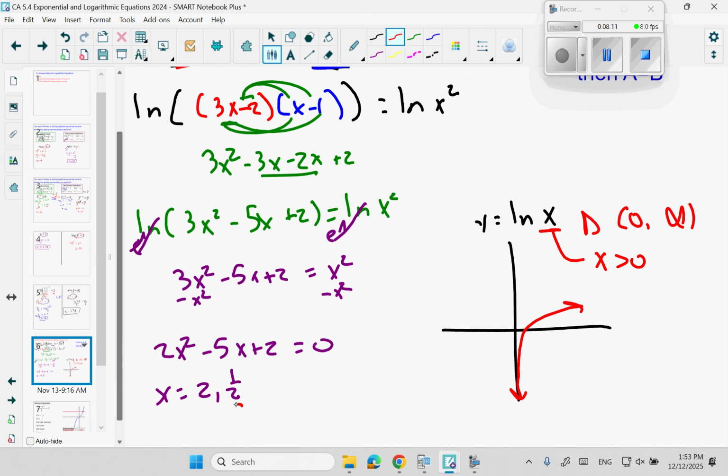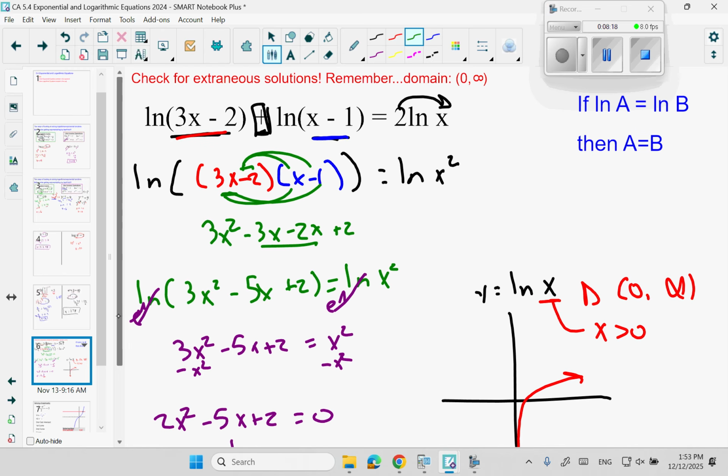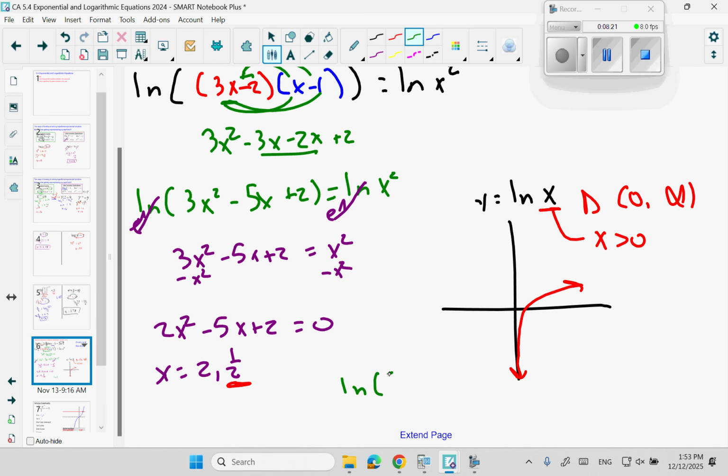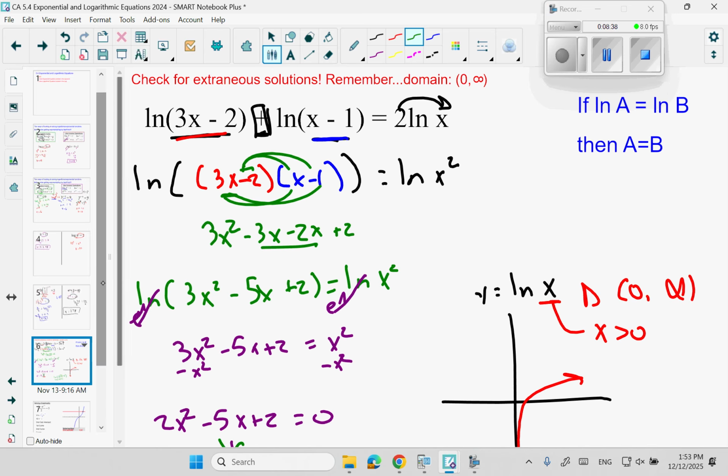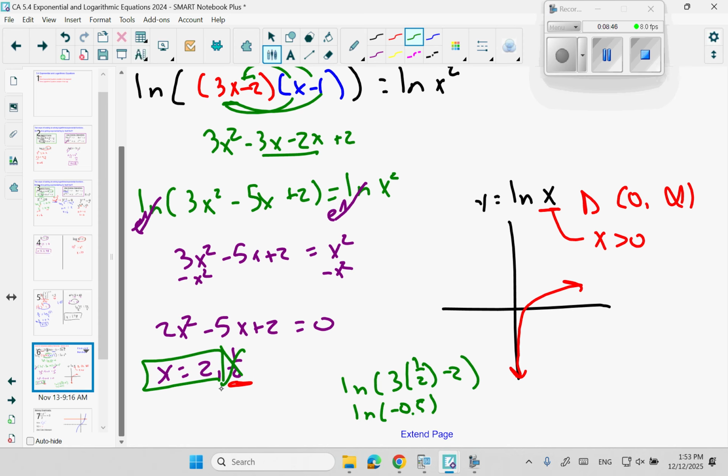Well, if I were to plug in 1/2 into one of my logarithms, for example, it doesn't matter which, let's do it for the first one. Natural log of 3 times 1/2 minus 2. 3 times 1/2 is 1.5. 1.5 minus 2 gives me the natural log of -0.5. So I already know that 1/2 can't actually work. It's an extraneous solution that gets created. It would actually be extraneous for this one as well. 1/2 minus 1 would be negative as well. So my only answer would be x equals 2.